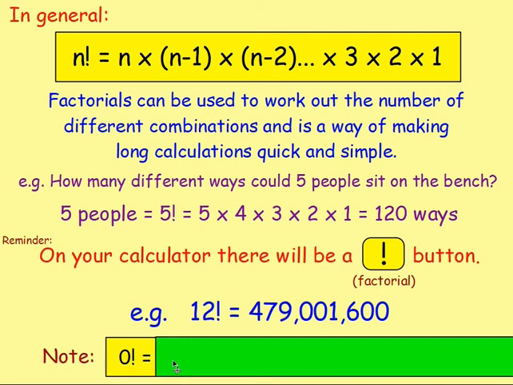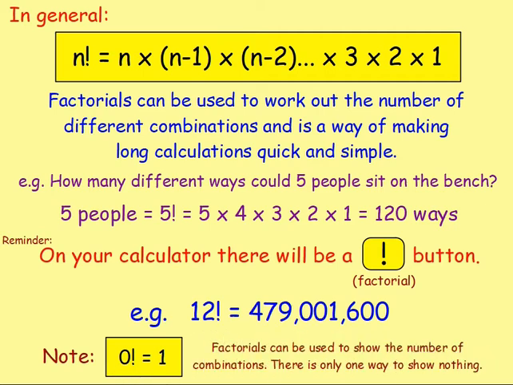A special note to add in, 0 factorial. Anybody have any ideas what they think that would be? Nope, sorry, it's not that. Anybody else? Perfect. 0 factorial is 1. What? I know. And it's because, remember, factorials can be used to find the number of different combinations. So it's the number of ways that you can arrange different objects. If you have 0 objects, how many ways can you arrange the 0 objects? Well, there's only one way. There's nothing. It is still a way. So 0 factorial is always just going to be 1.